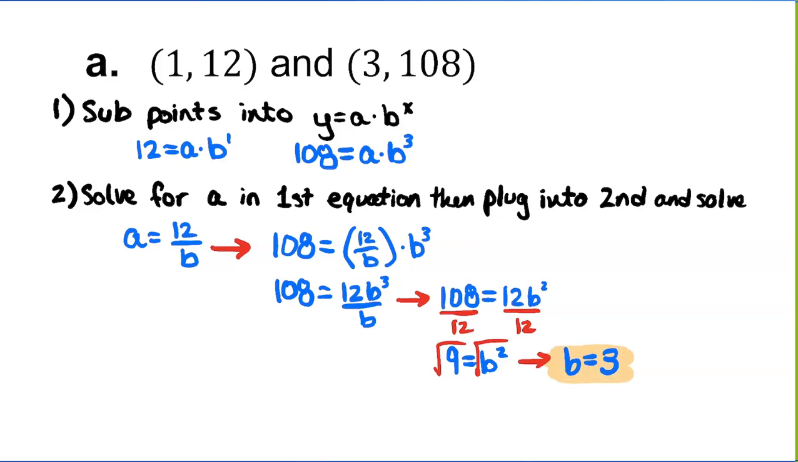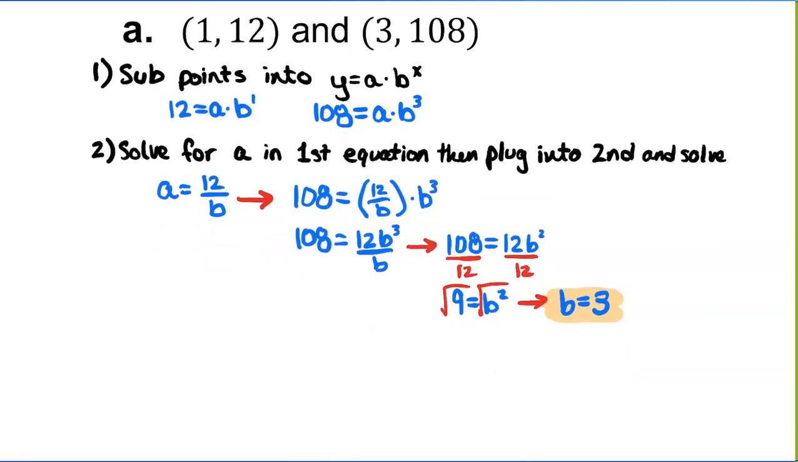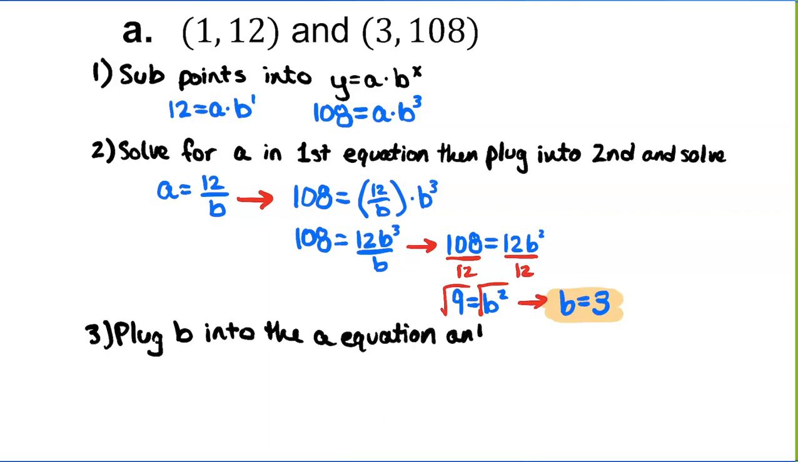So now we need to solve for a. That's our third step here. We're going to plug b into the a equation and solve. Our a equation was this one up here, a equals 12 over b. So we have a equals 12 over 3. So we end up with a equals 4.